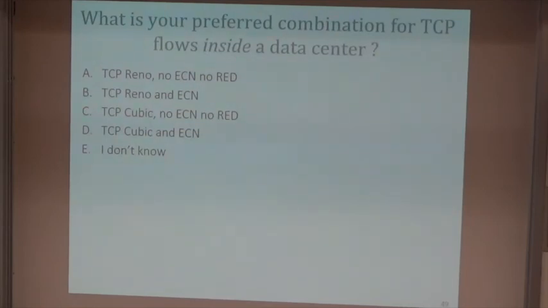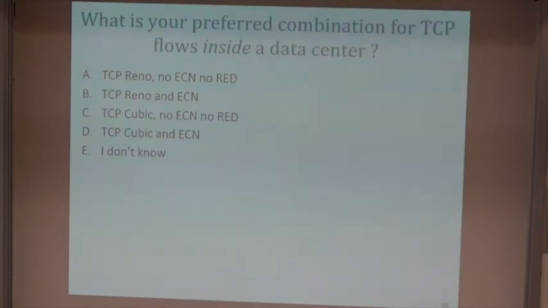If you have to run a data center, now you do whatever you want. You choose your version of TCP for all the internal flows. The flows to the outside you don't, but for all the internal flows, you can run what you want. So what would you do? What combination would you use? I close the poll in 5 seconds.